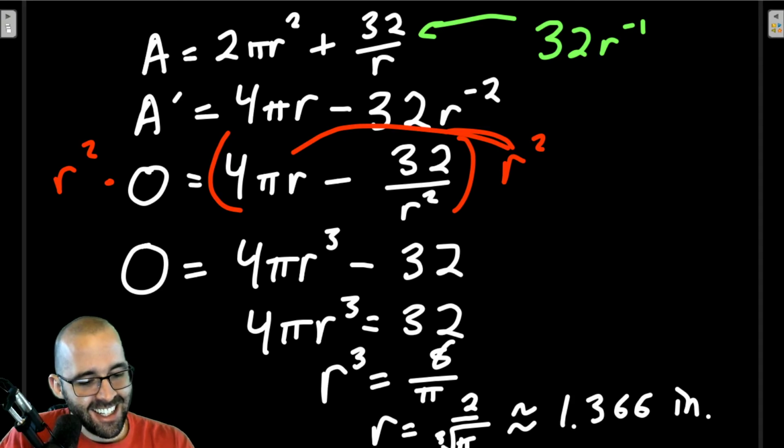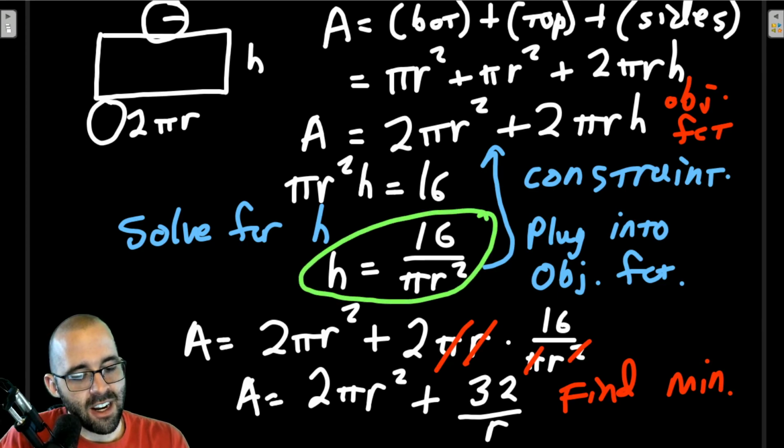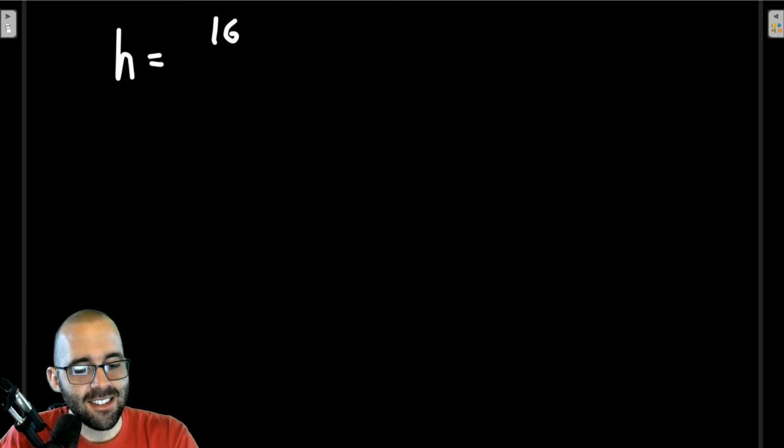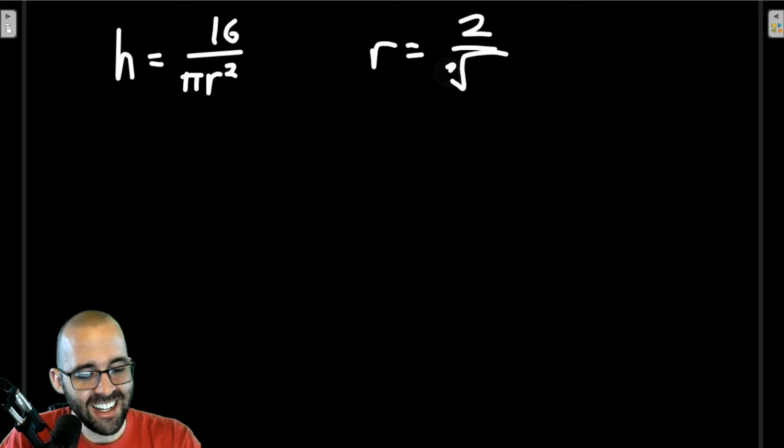All right, and then to find the h value, we will again use our constraint function. So we're going to use this to solve for h. H is going to be 16 divided by pi r squared. There's a mistake here for sure. H is equal to 16 divided by pi r squared, and again, r is 2 divided by the cubed root of pi. There's no way.